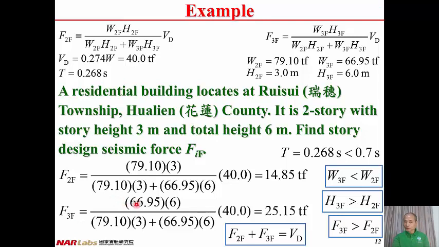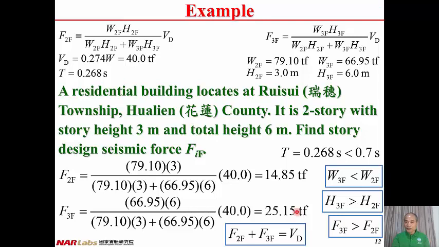Similarly, for F3F, the design seismic force at the roof, equals W3F, 66.95 ton force, times H3F, 6 meter, divided by W2F H2F plus W3F H3F, times Vd, and you come up with 25.15 ton force.